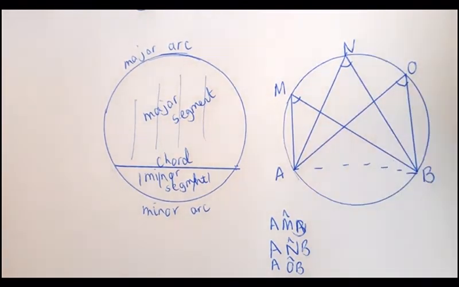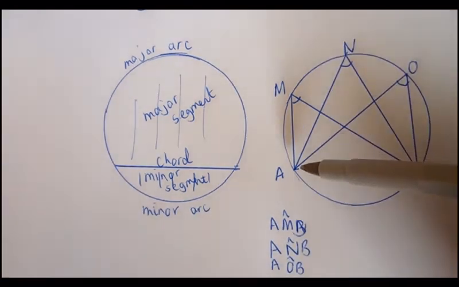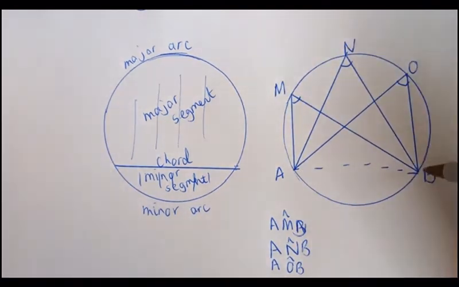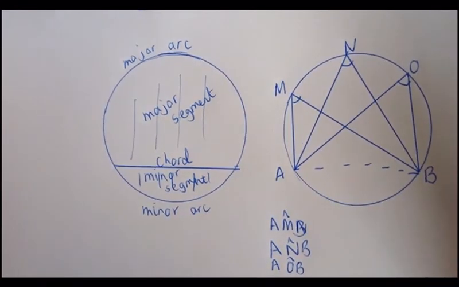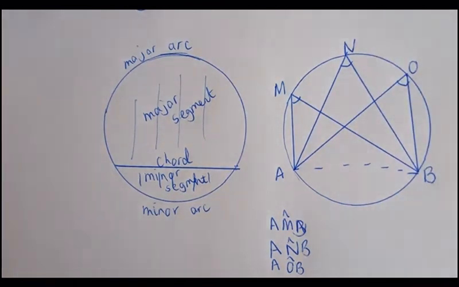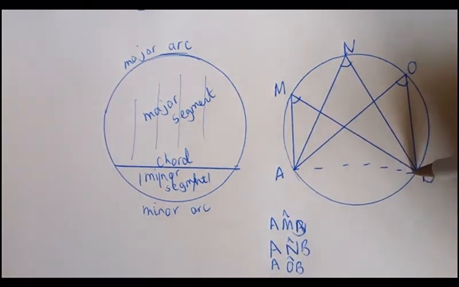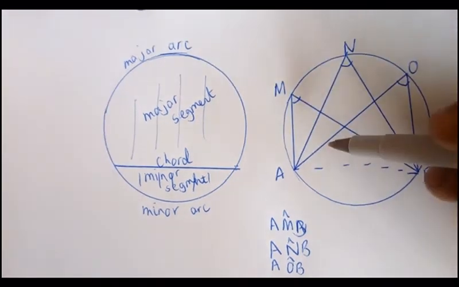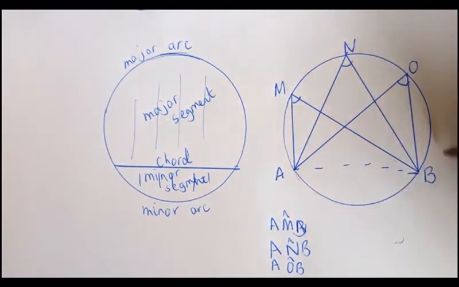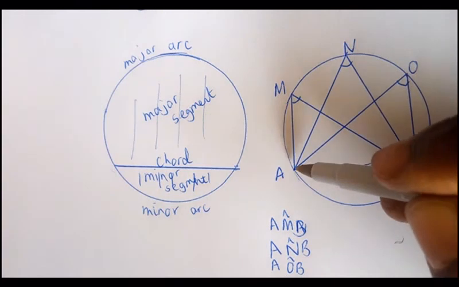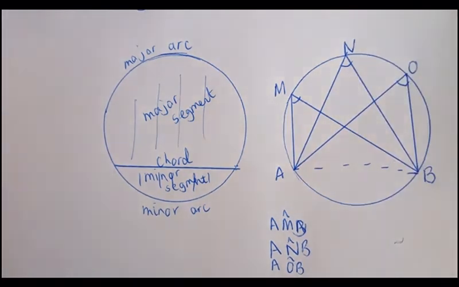If you draw a chord AB, you can see that these three angles are in the same major segment, and also these three angles are subtended by the arc AB. So these three angles are subtended by the minor arc AB, in the major segment AB.